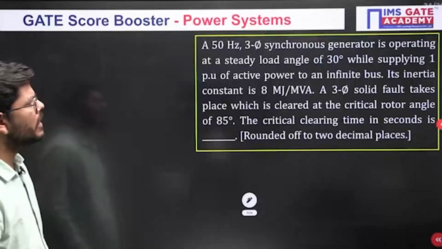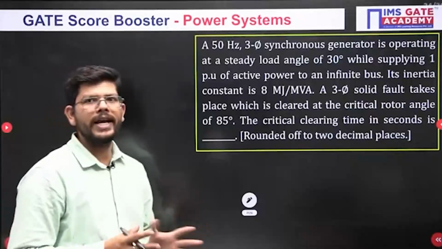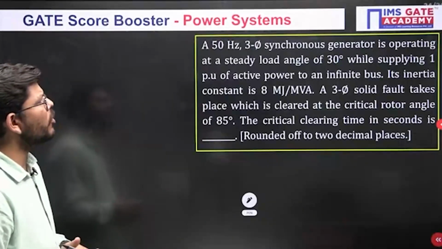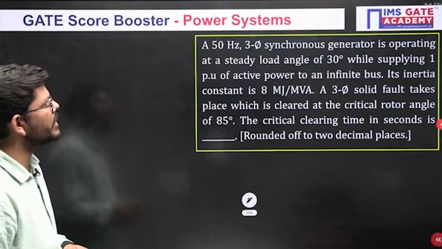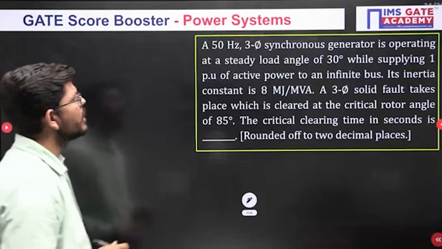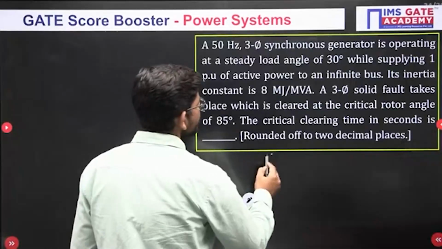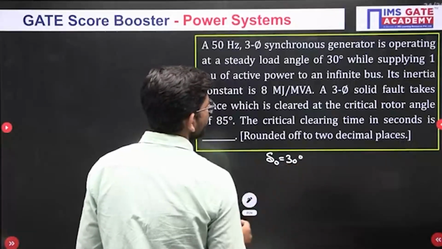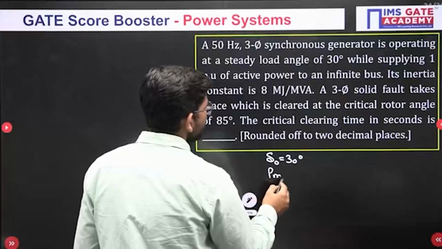Moving towards the next question. So what do we have in this question? A 50 Hz 3-phase synchronous generator is operating at a steady state load angle of 30 degree while supplying 1 per unit of active power. Steady state angle means del naught is given, how much? 30 degree. Okay, how much power is it supplying?